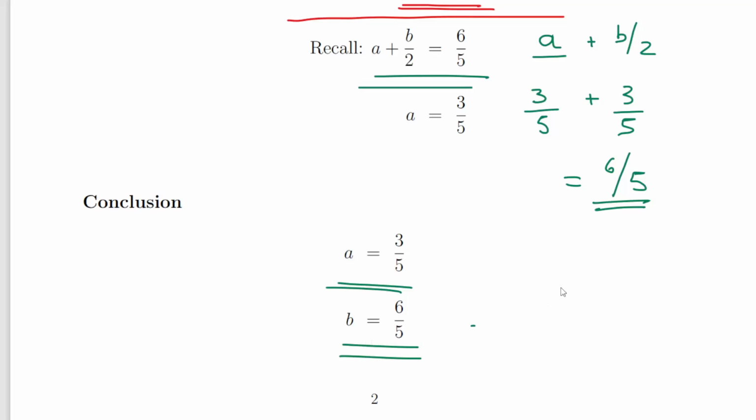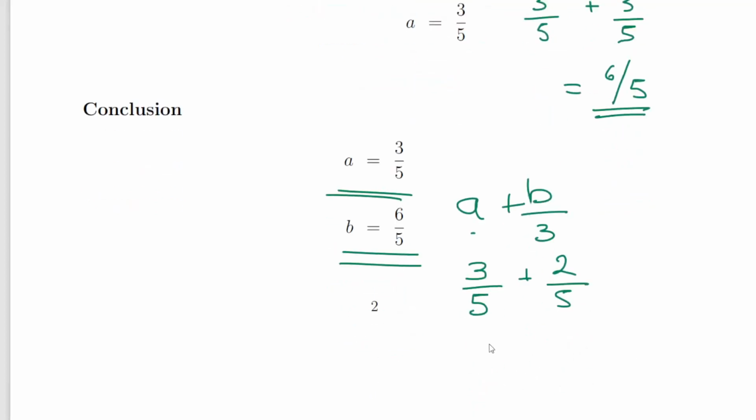A plus b over 3. What does that give us? That gives us 3 over 5 plus 2 over 5, and that is equal to 1. Perfect. So that checks true for both of the simultaneous equations. Okay, we'll leave it there.